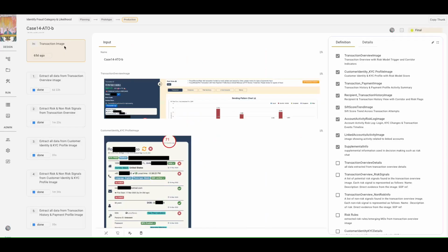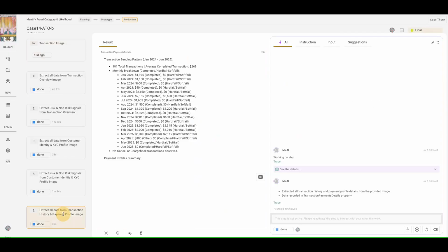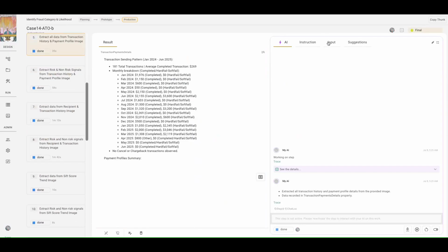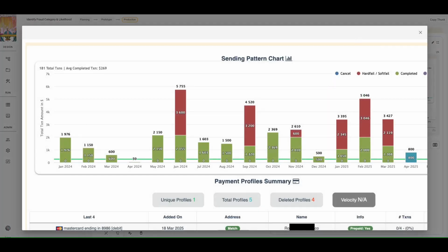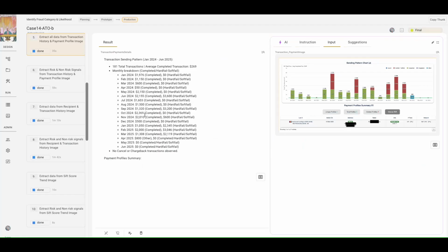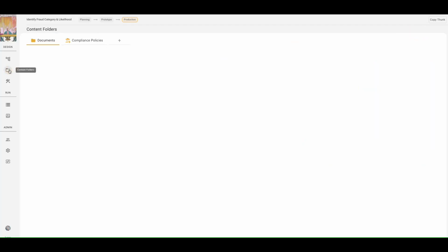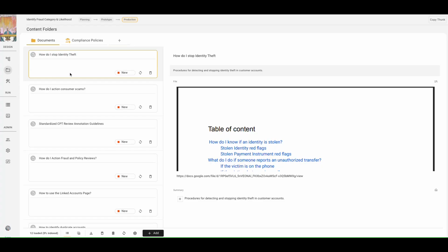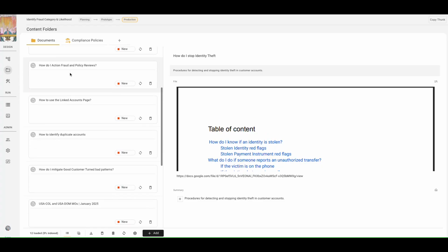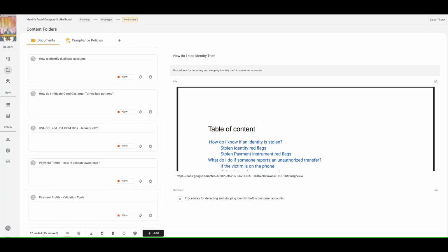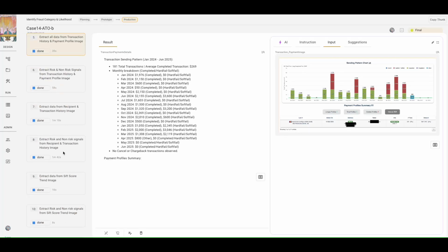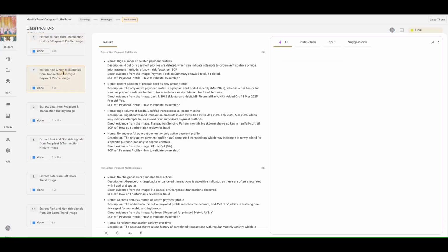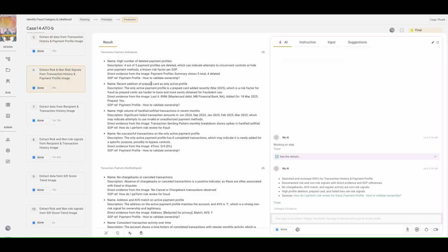For every transaction screen that a human reviews, my AI has access to the screenshot and instructions to extract data from the image and identify risk and non-risk signals using the organization's SOPs for context. My AI reads SOPs in full and uses them as a foundation for its reasoning when it's reviewing a transaction. For example, in this particular transaction, my AI has read the sending pattern chart and payment profile summary and identified a few risk and non-risk signals.